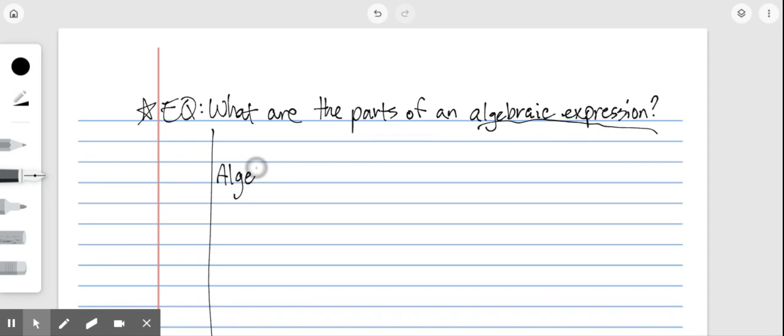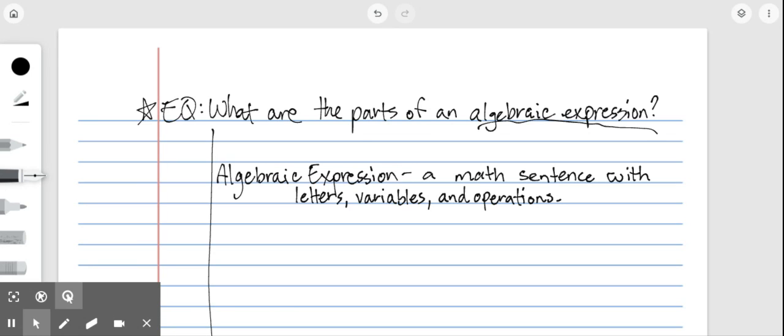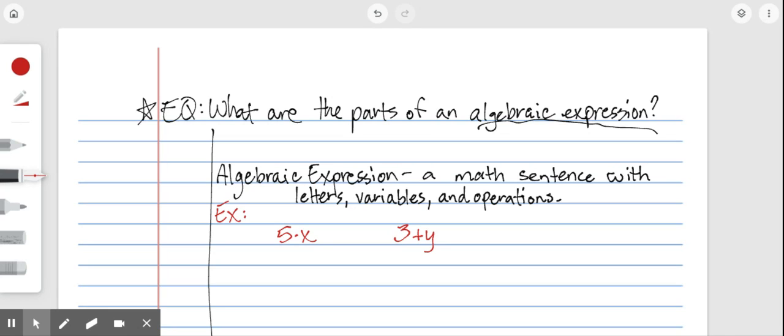So an algebraic expression brings us back to when we were talking about numerical expressions. An algebraic expression is like a numerical expression, but with variables added in. So an algebraic expression is a math sentence with letters, variables, and operations. As per usual, I want to do an example. So if I have 5 times x, that is an example of an algebraic expression. Here's another one. 3 plus y. That's another example of an algebraic expression.